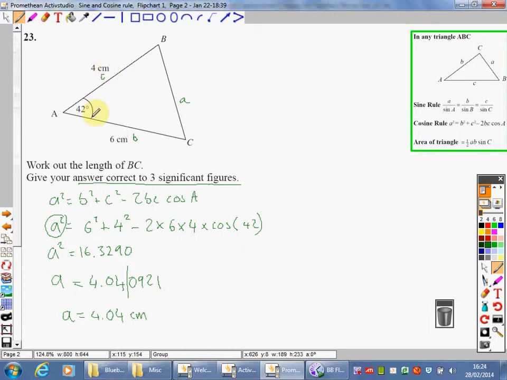If this had been labelled differently, maybe C, B and A, I wouldn't be looking for A here. It would have been quite confusing. Now the best way I find to deal with that is just find the side I want, and if it's a cosine rule, I call that side a. Even if it's been labelled differently, I get my pens out and I just label it in my own way so it suits me with my formula.